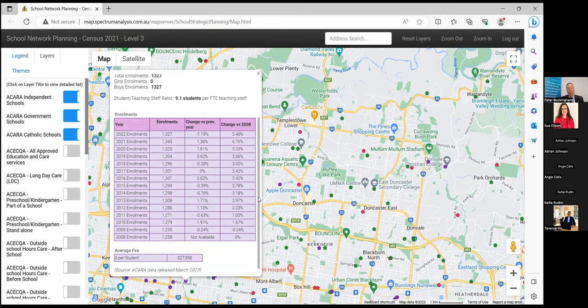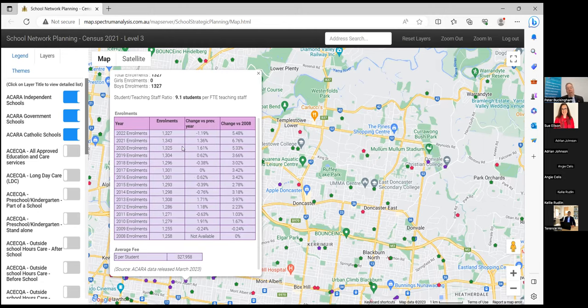The next part that's really interesting here is what have their numbers looked like over the last 12, 13, 14 years? So the ACARA data gives us the number they had in 2008, and we can see it's gone up slowly to 1327. This tells us what happened each year, and this is the accumulation from 2008 up to 2022. The last number we're seeing here is that number I mentioned a minute ago about what is their average fee, and it's just a really handy way of comparing apples to apples.